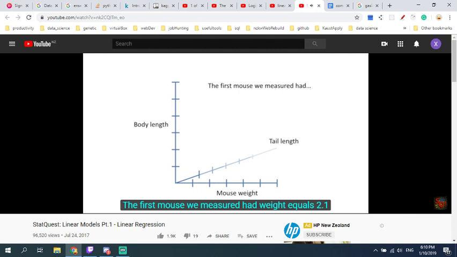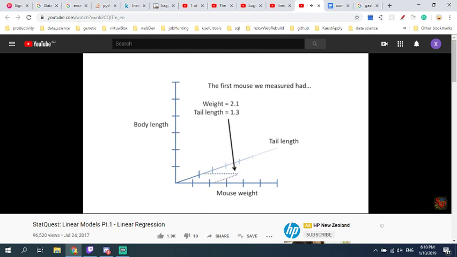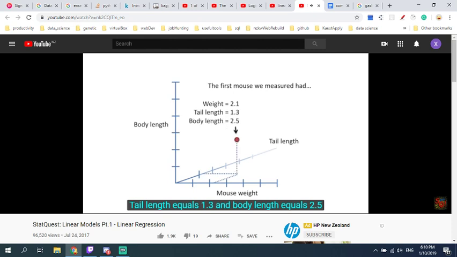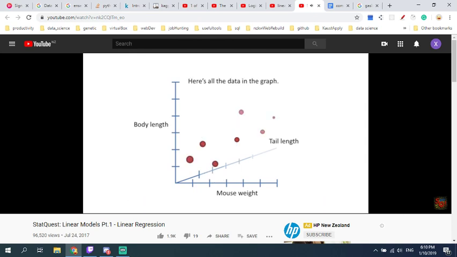The first mouse we measured had weight equals 2.1, tail length equals 1.3, and body length equals 2.5. So that's how we plot this data on this 3D graph. Here's all the data in the graph.